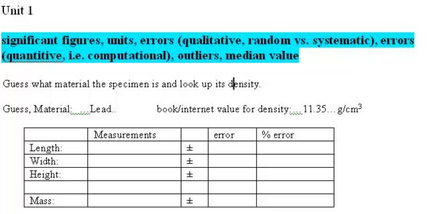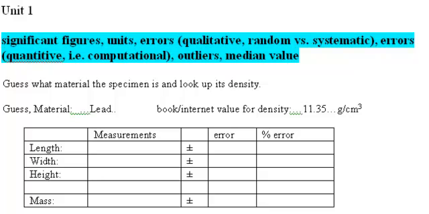This recording is one of a few early in the semester that serve two purposes. One of them is the sample calculation for the Unit 1 Density Lab, and the other is for the Unit 1 lecture where I'm talking about significant figures, units, errors, qualitative, random versus systematic, the quantitative errors, computational. By the way, that will happen only here, that we talk about quantitative computational errors and outliers and median value. Okay, so anyway, just about get started.